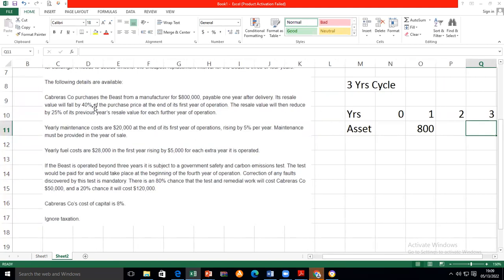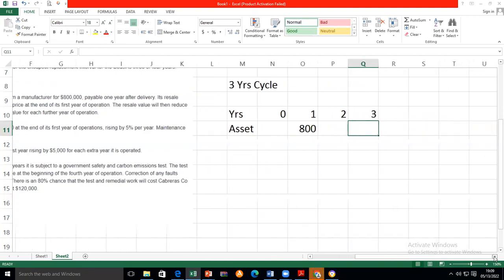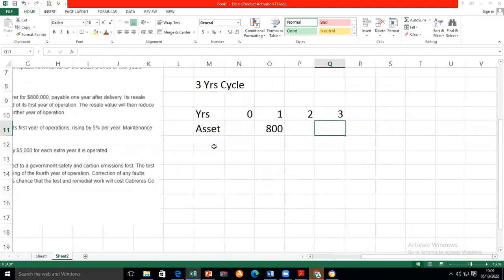If your value is 40% of the purchase price at the end of its first year of operation, the resale value will then reduce by 25% of its previous year's resale value for each further year. So let's go. What will the resale value be? After 1 year, it will drop by what? So I take the 800. It will drop by 40%.